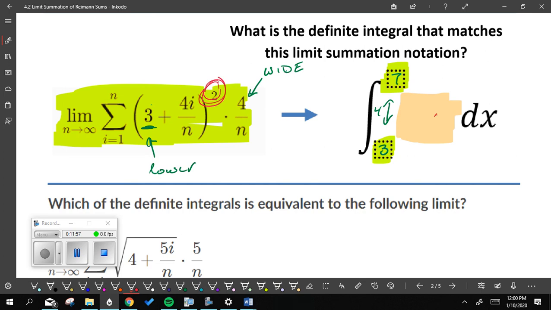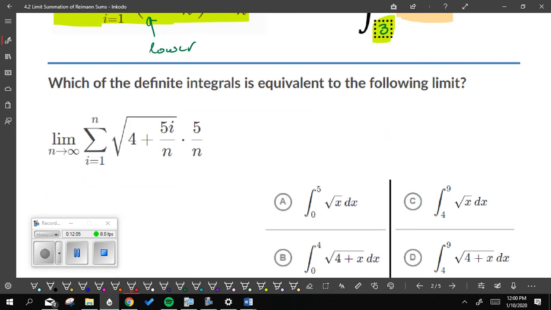Let's look at this one. Which of the definite integrals is equivalent to this limit? We've got that thing right there. When you start on that problem, Eddie W., what did you start off by looking at? That's okay. So the 4 right there, that's going to be its lower bound. So based off of that, which ones could we eliminate? A and B. So we got 2 of them. We've eliminated A and B.